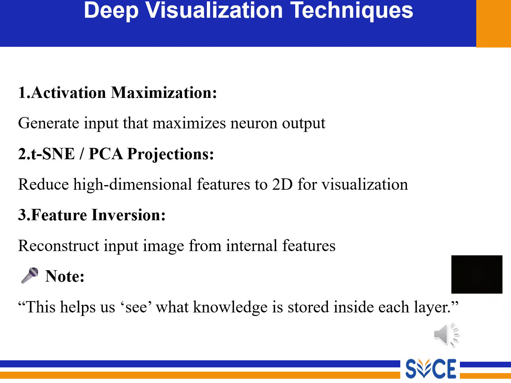The second one, t-SNE or PCA projections. So we reduce the complex data into 2D to see clusters, like grouping cats together, dogs together, etc. Okay. So then third one is feature inversion. We try to reconstruct the original image from the features. It shows what the model remembers.